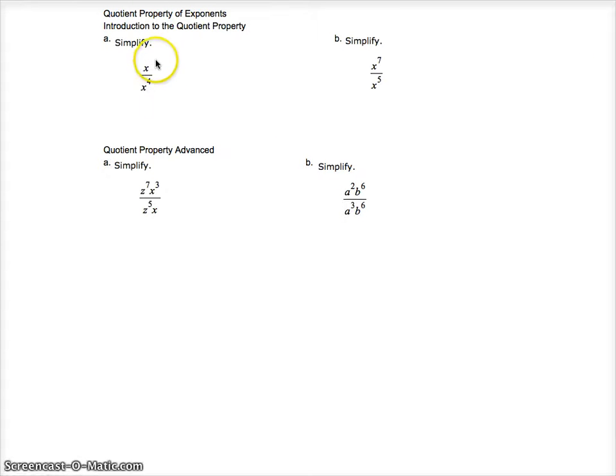The quotient property, when I'm dividing exponents in the same base, so they have the same variable: a to the n divided by a to the m equals a to the n minus m. But the bases have to be the same.